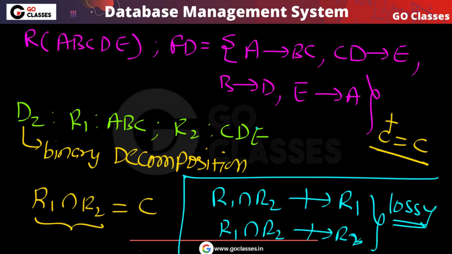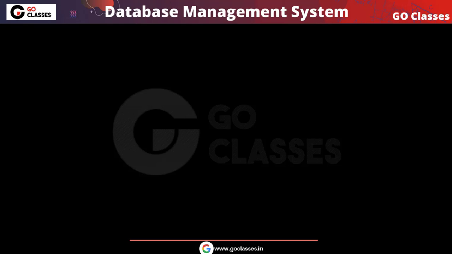Okay, so this is all about the binary decomposition. Remember, this condition will only apply when you have a binary decomposition. If you are dividing a relation R into two sub-relations, then you can check for lossless.